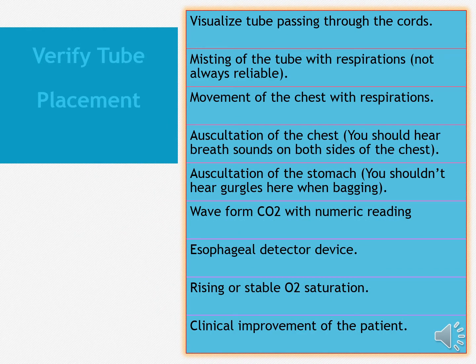So verify tube placement. We will see the vocal cords, then the respiration, then the movement of the chest, then we can auscultate the chest to see whether the tube placement is correct or not. Then auscultation of the stomach, then waveform of CO2 with numerical reading, then esophageal detector device, then the O2 saturation, then clinical improvement of the patient.